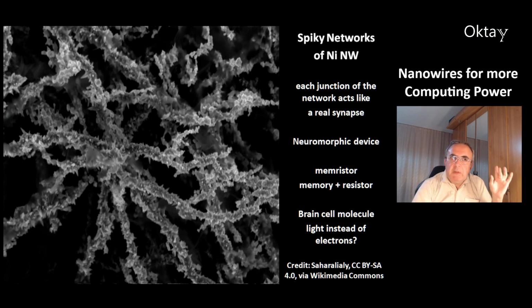This is very interesting, spiky networks of nickel nanowires. Each junction of the network is like a real synapse. This is a neuromorphic device. You can make memristors, which is a combination of a memory and a resistor. And imagine if you could make brain cell molecules on a molecular level, and if you could use light instead of electrons, this would give you an artificial brain, which is far superior to any brains that nature has created.